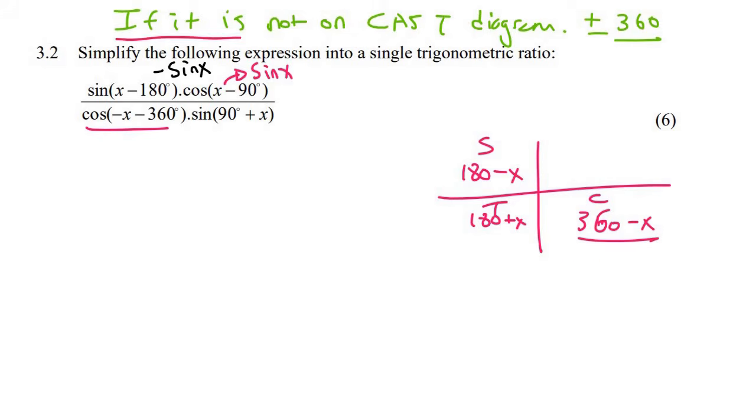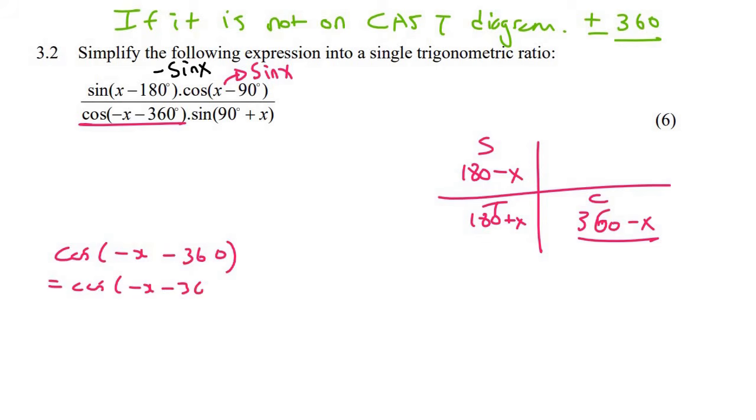So now we can use this rule. If it is not on the cast diagram, add or minus 360. This one we're going to have to add. That'll work best there. So we can say that that's going to be equal to cos of minus x minus 360 plus 360. And that's just going to cause the 360s to cancel. And so that's going to give us cos negative x.